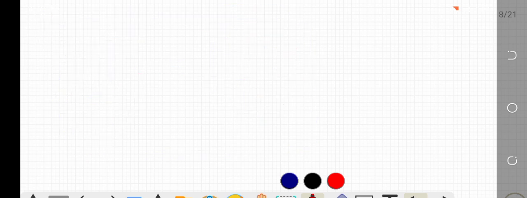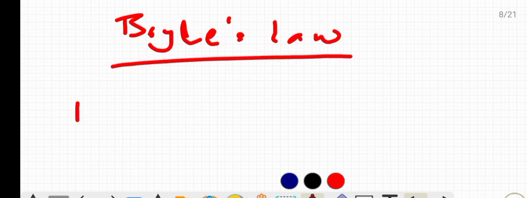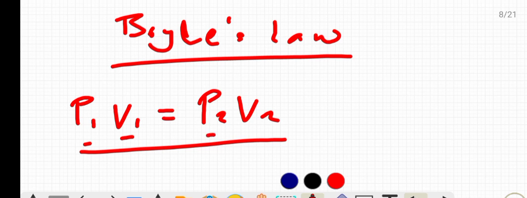So for Boyle's law, pressure times volume is equal to pressure times volume. So initial pressure multiplied by initial volume is equated to final pressure multiplied by final volume. So this is Boyle's law.